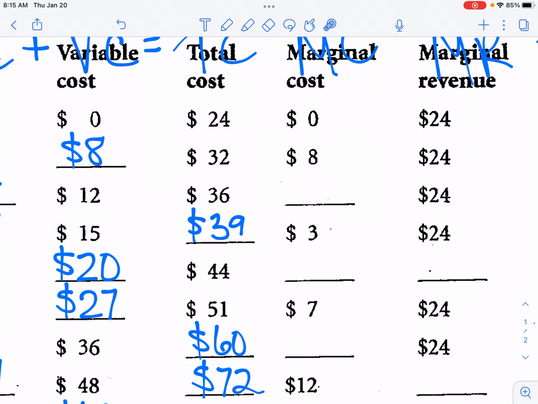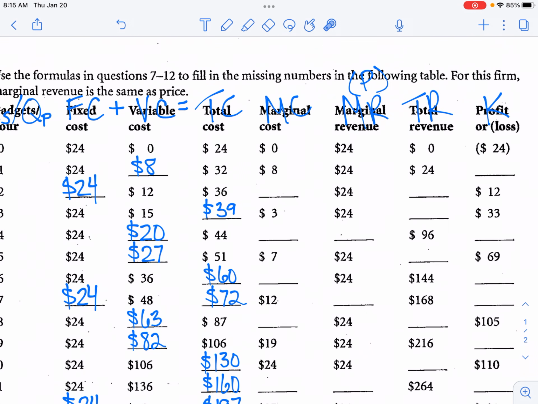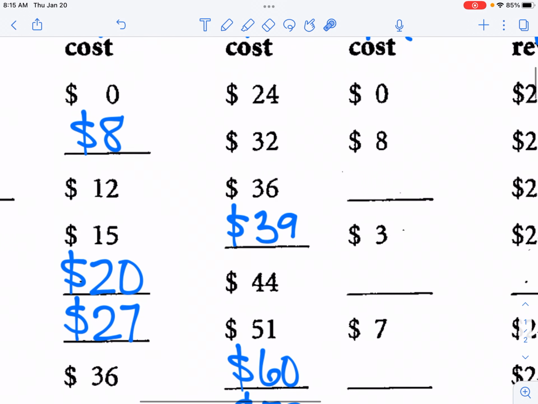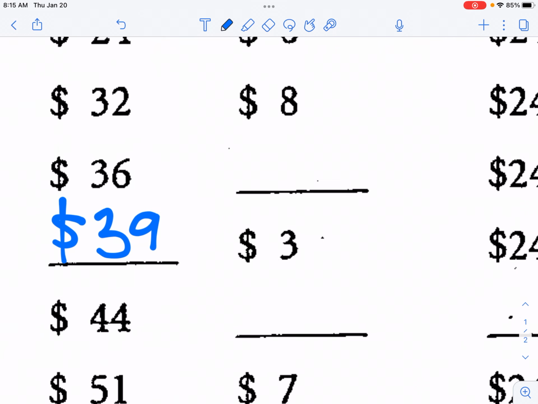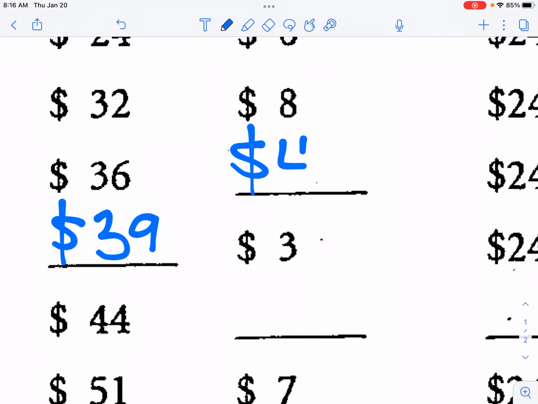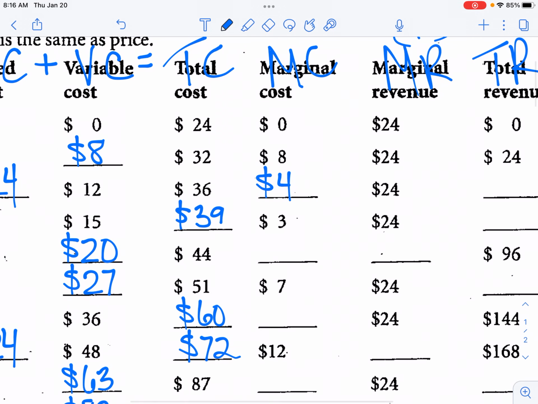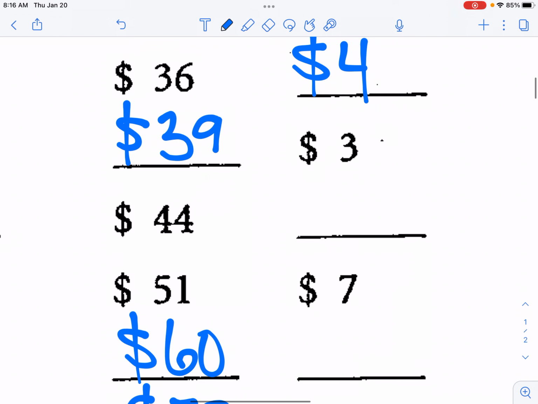So if we want to go to the next row, and when we look at 2 gadgets per hour, the total costs to make that is $36, which is an increase from $32 of $4. Okay, then when we went to the next row, we're making 3 gadgets per hour. We went from 36 to 39, so that's an increase of 3. Then we went from 39 to 44, which is going to give us an increase of 5.